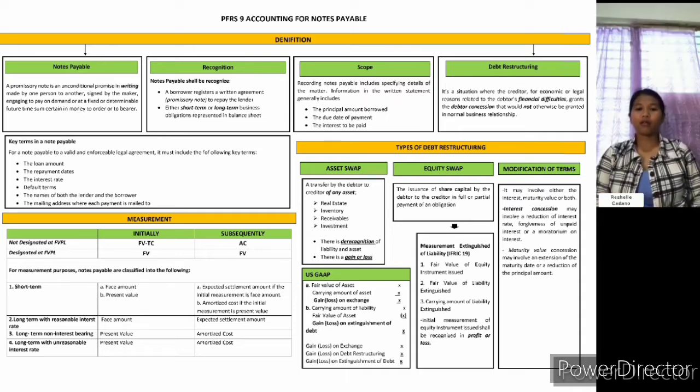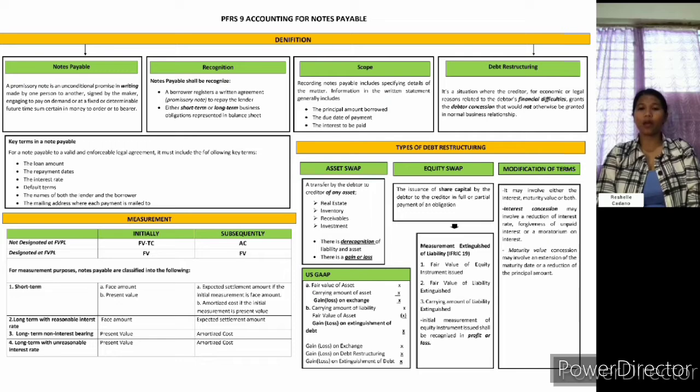Notes payable shall be recognized when a borrower registers a written agreement or promissory note to repay the lender, and either short-term or long-term business obligations are represented in the balance sheet. This means that the payment duration for notes payable may be divided into two types, which are short-term and long-term. The short-term notes payable have a 1 year maturity date, and the long-term notes payable mature in more than 1 year, but generally in 5 years or fewer.